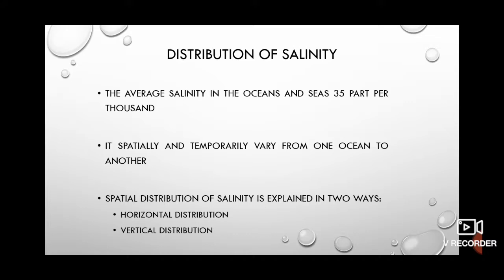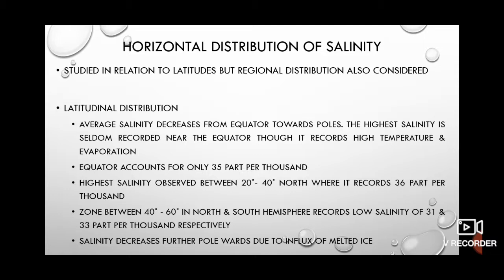Distribution of salinity. The average salinity of the ocean and sea we have already discussed is about 35 parts per thousand. But this is spatially and temporally varying in different oceans, seas and lakes. We generally study the spatial distribution of salinity of ocean water in two ways: the horizontal distribution of ocean salinity and the vertical distribution of salinity. The horizontal distribution of ocean salinity is studied in relation to latitudes. At the same time, we will also be considering the regional distribution.